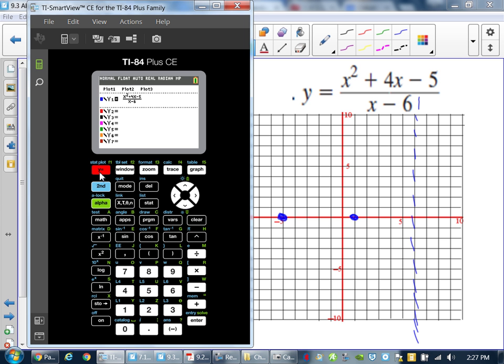So first things first, we throw that in our calculator, with alpha y equals. You know the shortcut keys, right? If you hit alpha y equals, after you go to your graph, when you hit the y equals button, it comes up with the shortcut for making a fraction bar. Hit y equals.